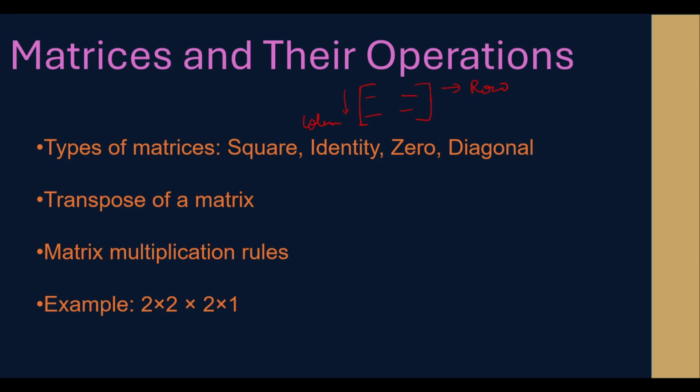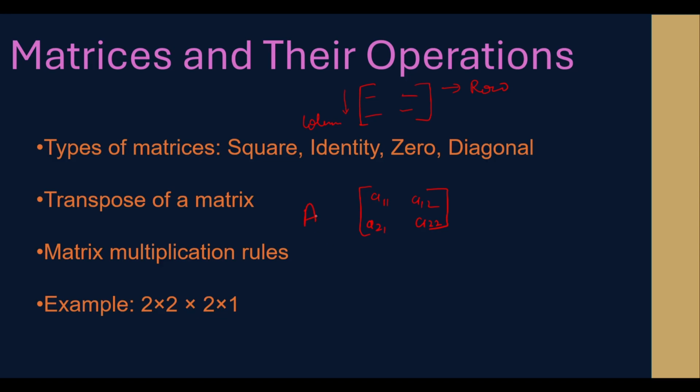So the first rule is like a special matrix. Special matrices like the identity and the diagonal are very useful. And the transpose flips the rows into columns. So suppose you have to find the transpose of some matrix. Okay, so this is A11, A12, A21, A22.